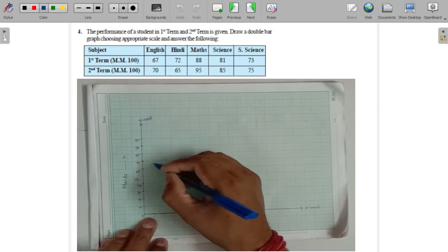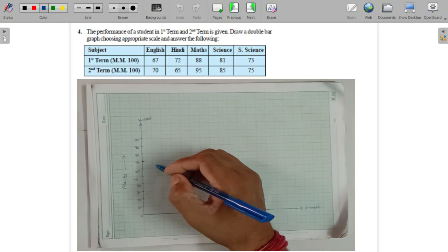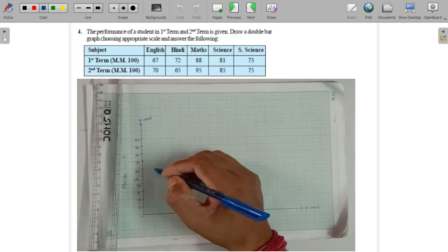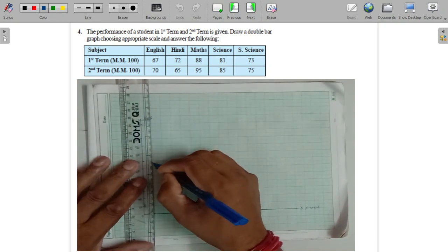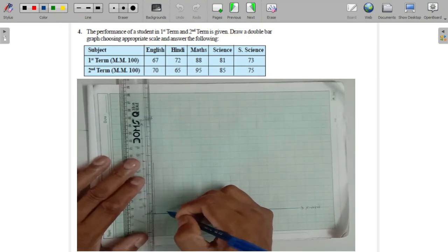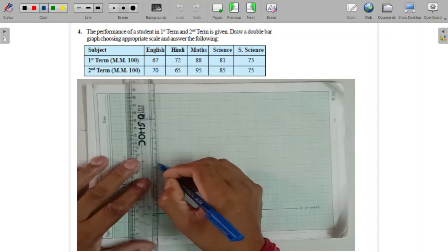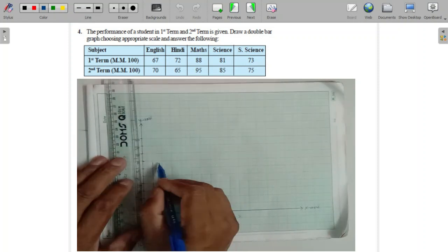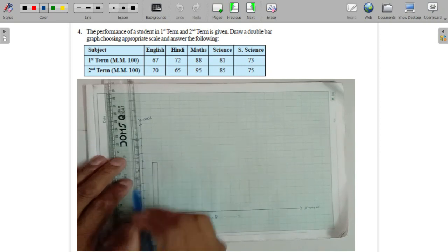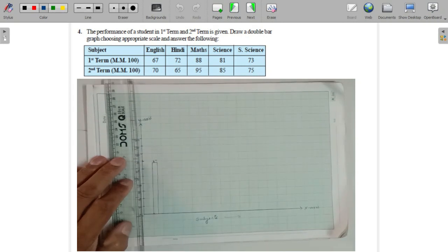After 60, the 7th line, it will be 67. Here, draw this line. Then we take 5th division, not 10th, that is 1 unit. Here you have to take 5th division, and after 60, 7th line, join this, this is 67. It is first term marks of English.